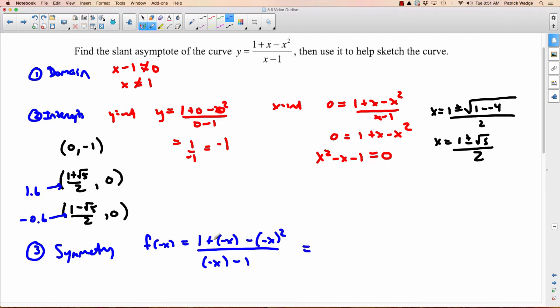So what can we do here? 1 plus negative x, it's the same as 1 minus x. Negative x squared is just x squared, so we have minus x squared, and then negative x minus 1. Is that the same as up here? No. Is every term up here just the negation down here? No. So in other words, there is no symmetry.